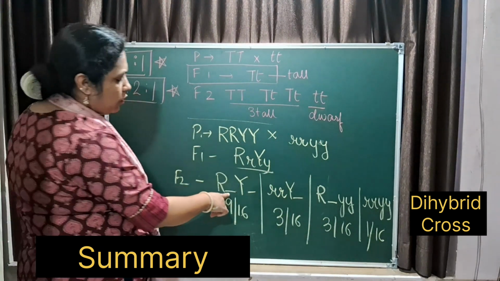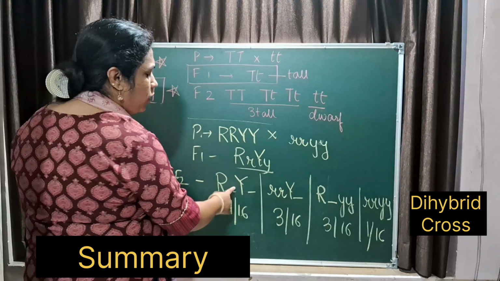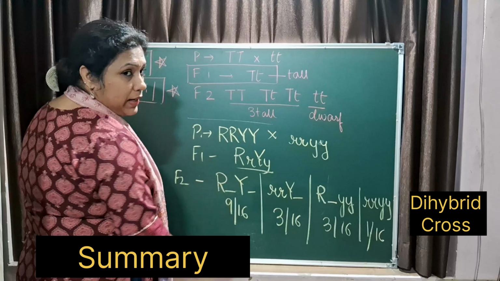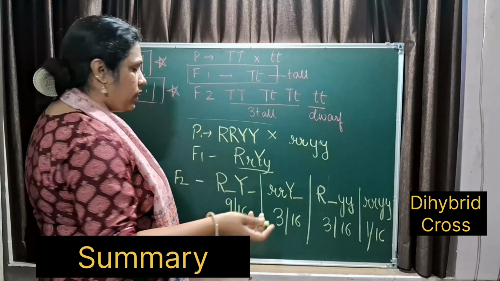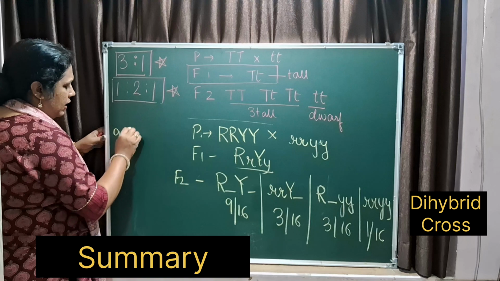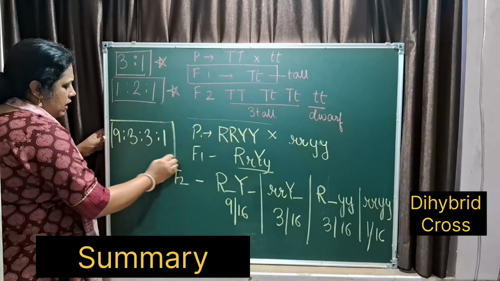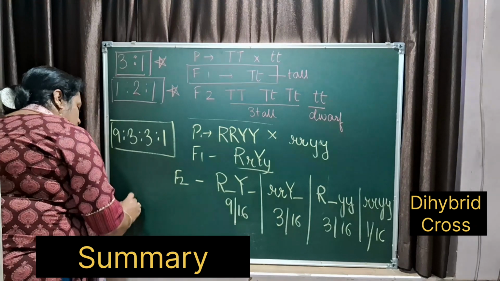In fill in the blanks, you can write capital R, small r, capital Y, small y. So both the characters you can write in uppercase or lowercase. Okay. So what is the F2 ratio? 9:3:3:1. And what is the genotypic ratio?